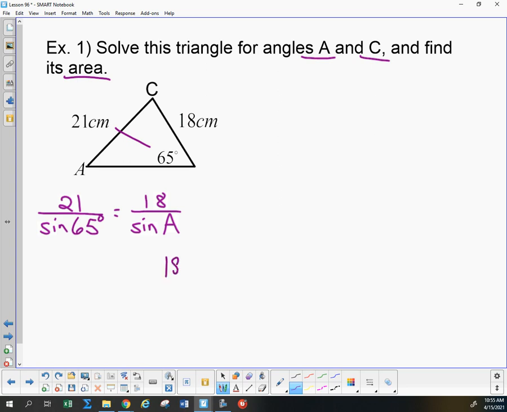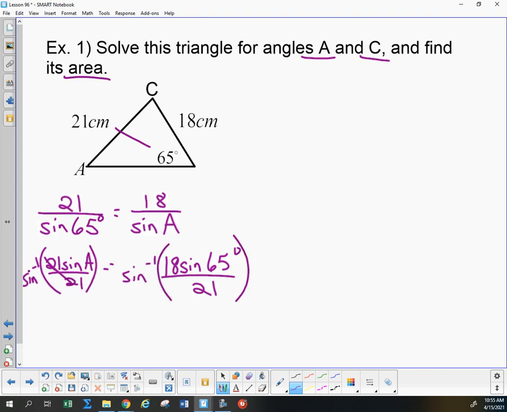We're going to do our cross product, 18 times the sine of 65 degrees has to be 21 times the sine of A. So if I divide both sides by 21, I have the sine of A, which means I need to take the inverse sine on both sides. You must write down inverse sine of the messy big old fraction, 18 sine 65 degrees over 21, when you're writing this on your paper. That's what you enter on the calculator. That's what I need to see on your papers.